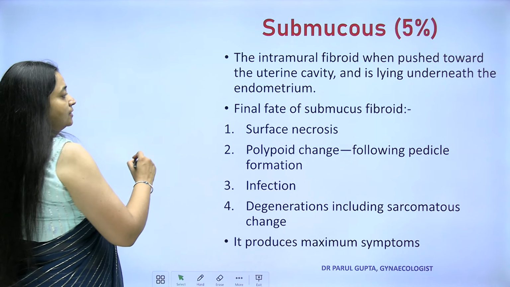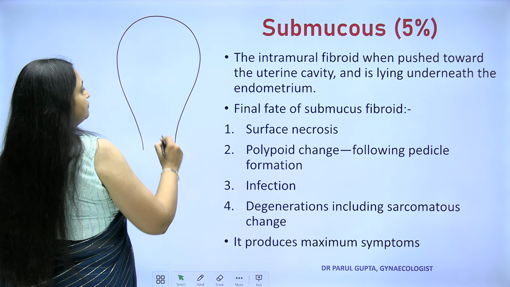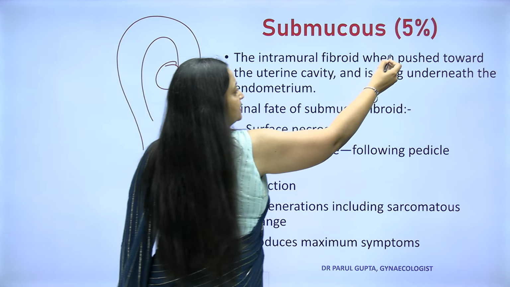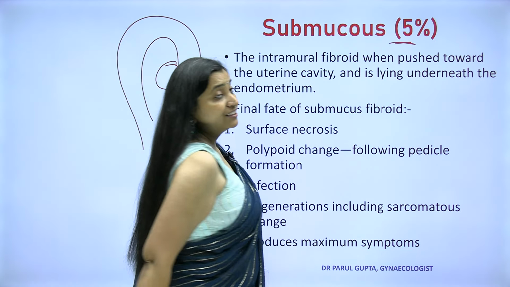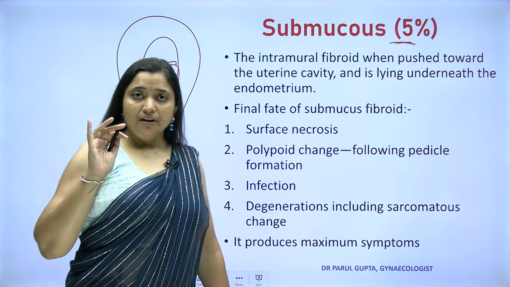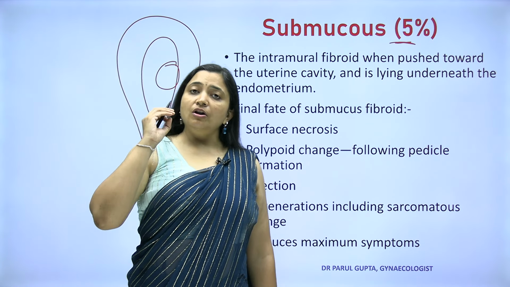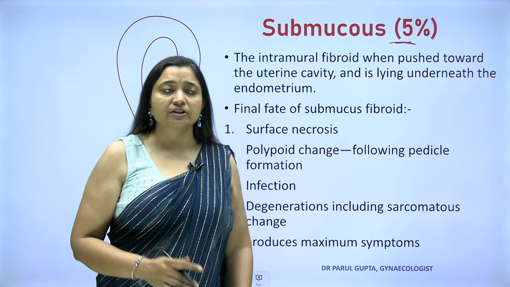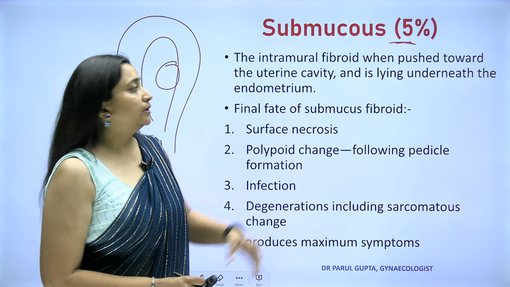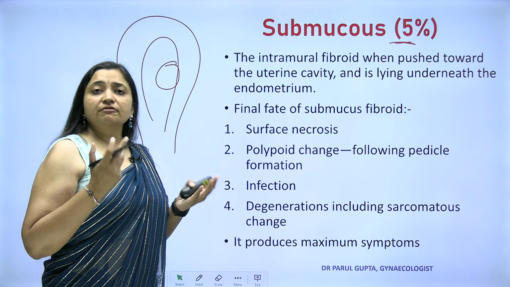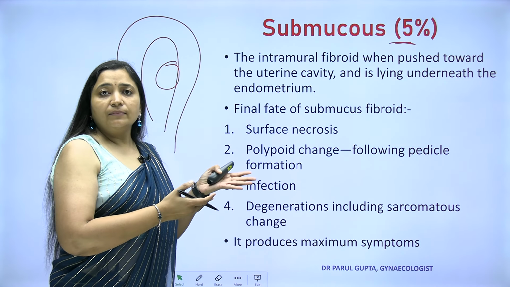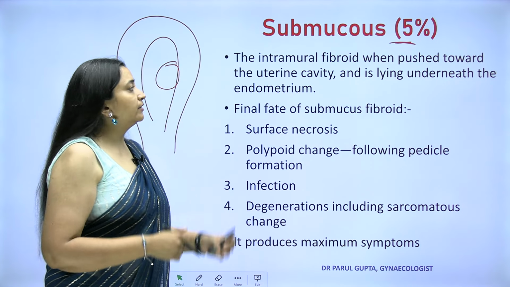Submucous fibroids. Submucous fibroids, the incidence is the rarest, 5%, but the fate is the worst. The worst fibroid, which always produces symptoms and which can cause maximum damage to your patient, is a submucous fibroid. Why? Because endometrium is the functional layer, so it is getting attracted towards that endometrium and it is causing problems to that endometrium.